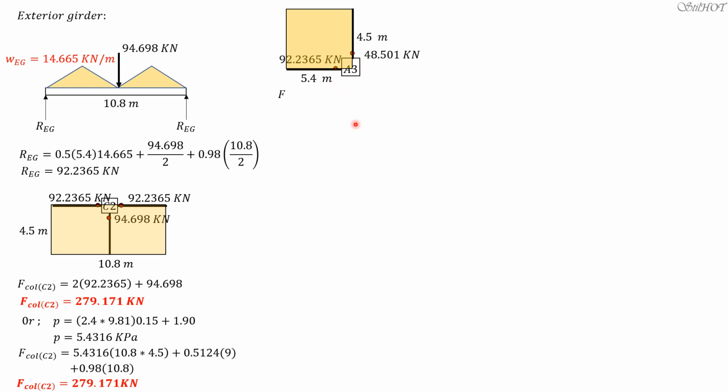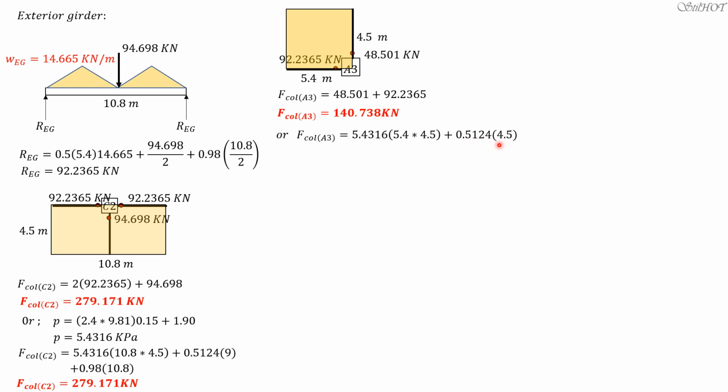Therefore, the force in column A3 is 48.501 plus 92.2365. And that is equal to 140.738 kilonewtons. Then, if you use the pressure, it is equal to 5.4316 times the area, 5.4 times 4.5. The length of this beam is whole 4.5. It will be transmitted to column E3.